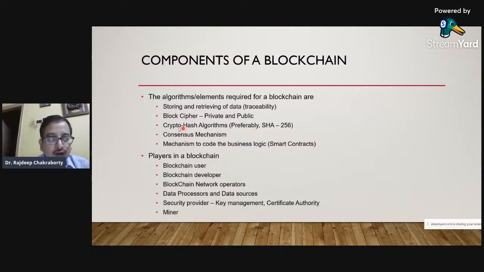Then the consensus mechanism is there. Consensus mechanism means there are several nodes. Suppose I am a participant in a blockchain and I want to add a block. What should be the consensus? It means what is the mechanism by which all the nodes should agree that yes, this block is true and can be added in the blockchain. This is known as the consensus mechanism, to code the business rule.